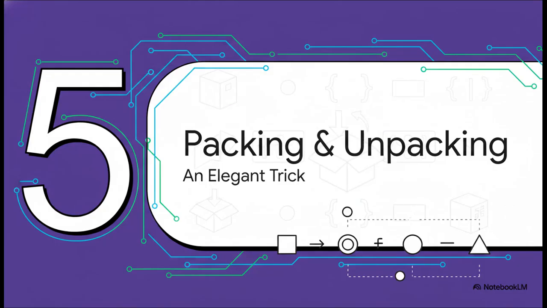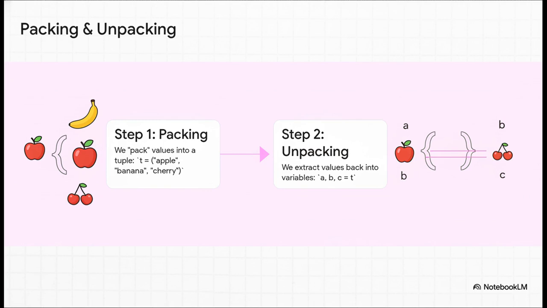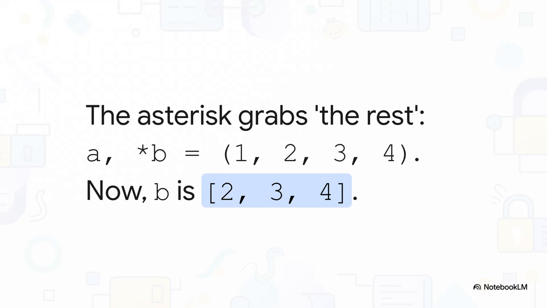Okay, now for a really powerful and honestly elegant feature that makes working with tuples super convenient. It's a bit of what we call syntactic sugar that just makes your code cleaner and way more readable. We call this packing and unpacking. Step 1, packing, that's just creating the tuple like we already did. But step 2, unpacking, oh, that's where the magic is. In a single line of code, we can assign the contents of that tuple to a series of individual variables. The first item goes to the first variable, second to the second, and so on. It is incredibly slick.